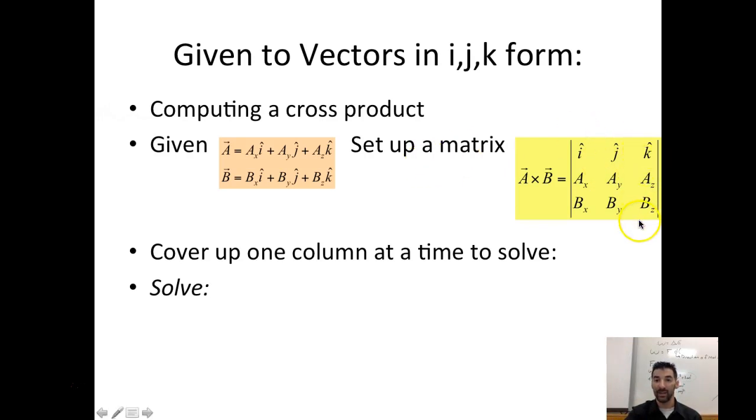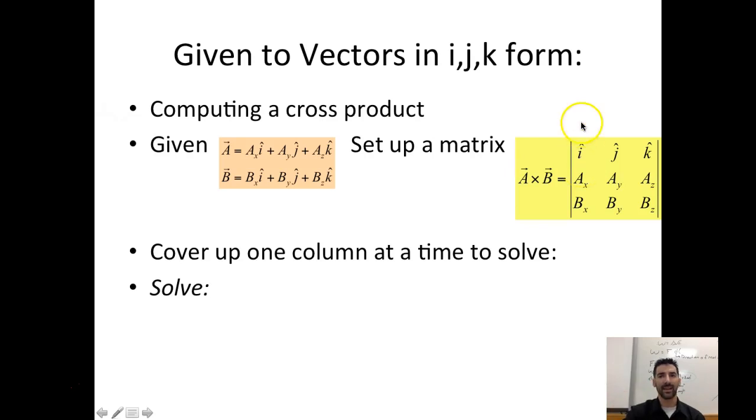All of my Z values go in my K hat column. Now, how do I solve it? I think about it kind of just like algebra. First of all, my general form at the end is always my I quantity minus my J quantity plus my K quantity. Secondly, I'm starting with my I, so I'm going to look for I.